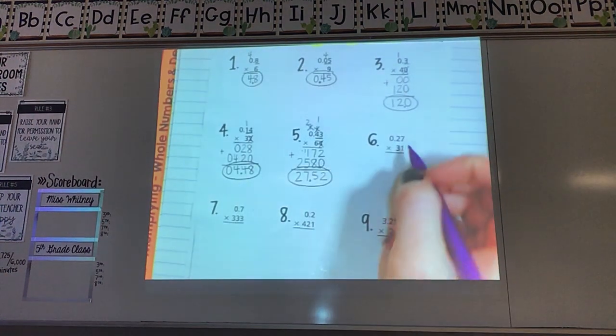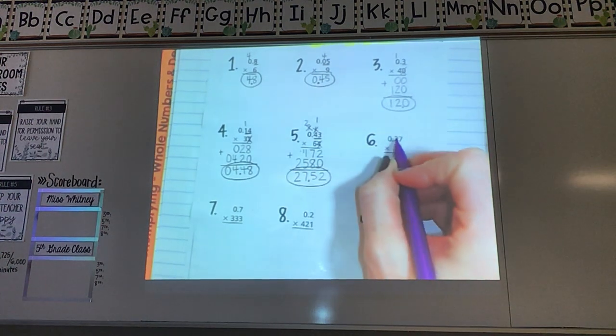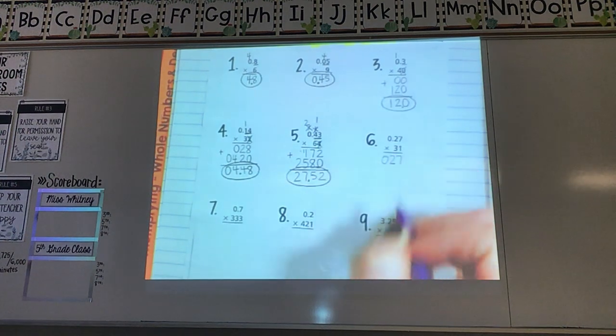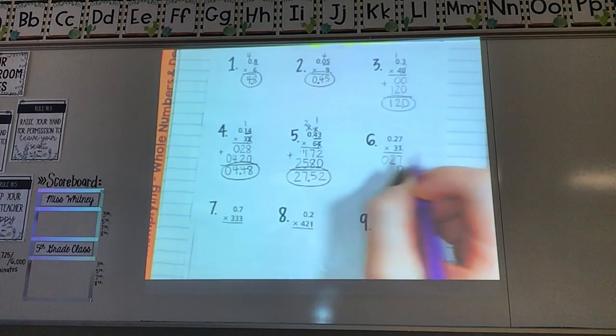All right, number 6, start with the 1. 1 times 7 is 7. 1 times 2 is 2. 1 times 0 is 0. I'm done with the 1, so X him out. When I make an X, I have to make an O.